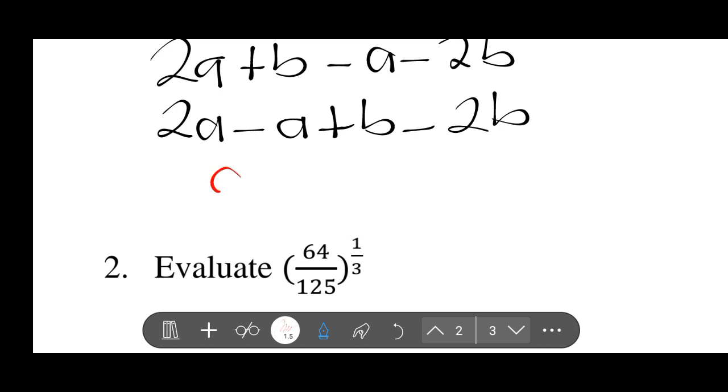The answer is what? a. When we subtract a from 2a, it simply means you remain with the variable with the coefficient, which is 1, the coefficient of a. And then we have positive b minus 2b. The answer is negative b. Okay, so this is the answer.